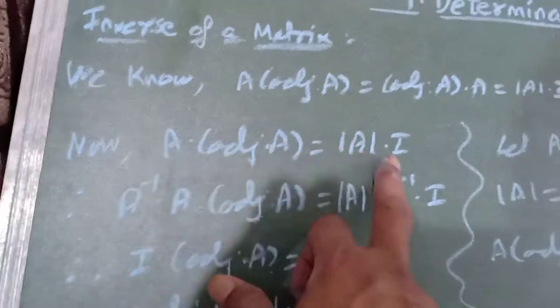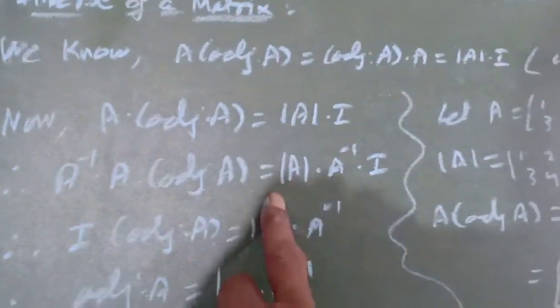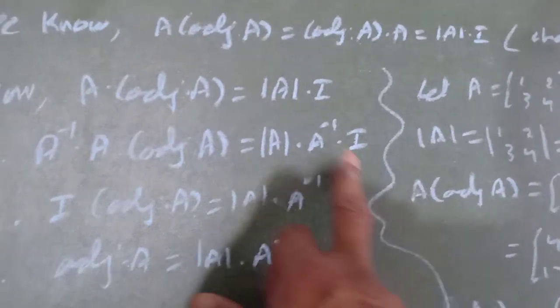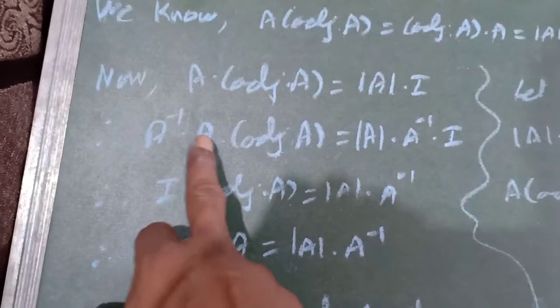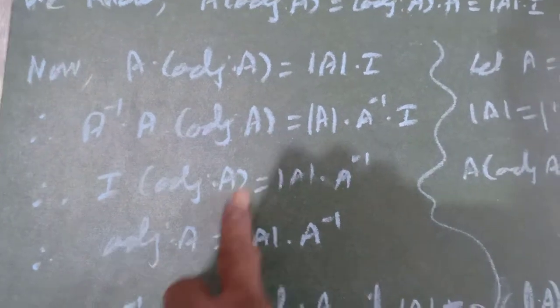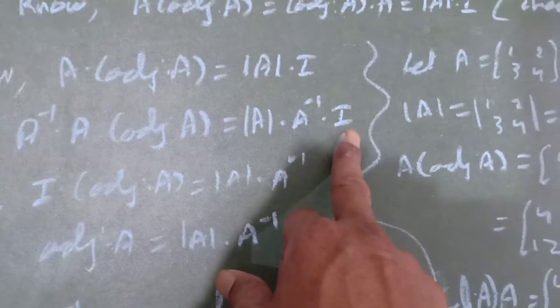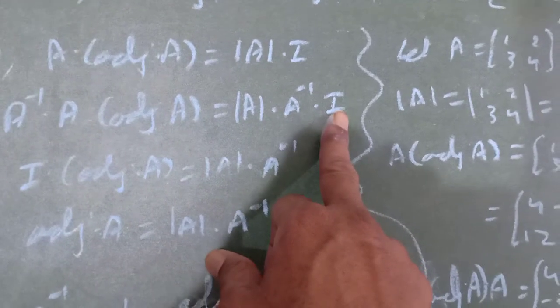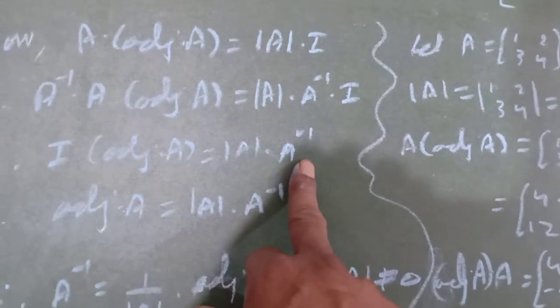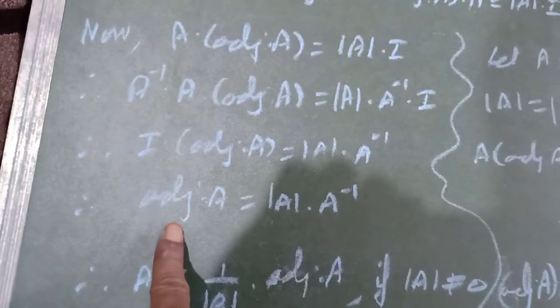Now take the product of A inverse on both sides. So A inverse into A into adjoint of A is equal to determinant of A into A inverse into I. A inverse A is equal to what? I. Adjoint of A as it is, determinant of A as it is. A inverse into I, as it is an identity matrix, any matrix you multiply with the identity matrix, you get the same matrix, A inverse. I into adjoint of A again gives adjoint of A.